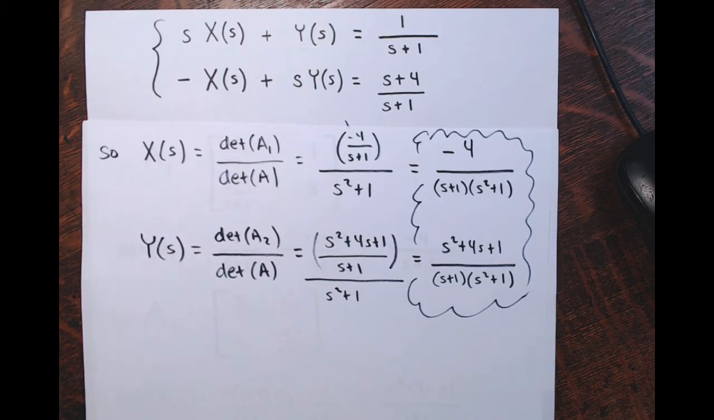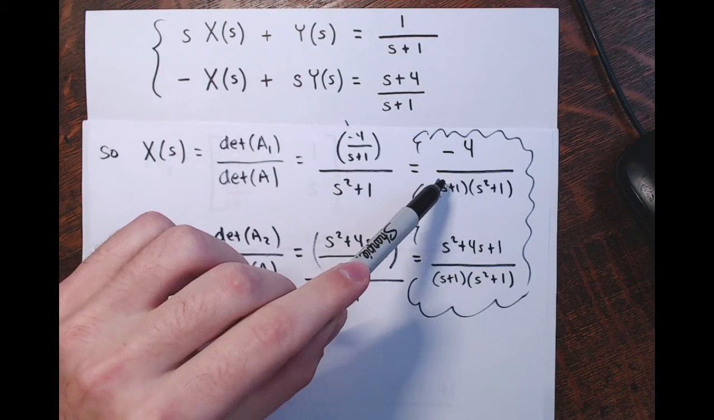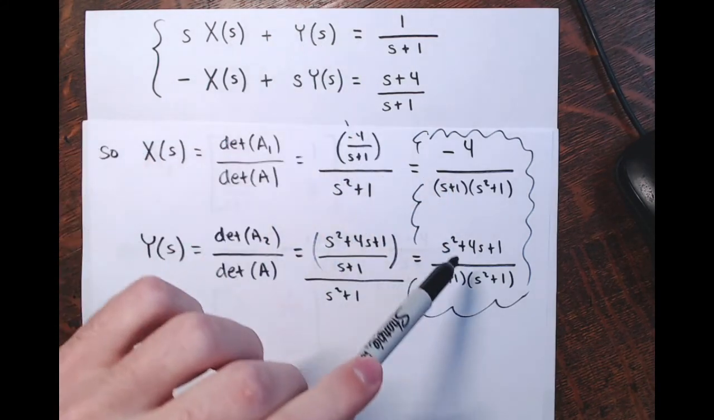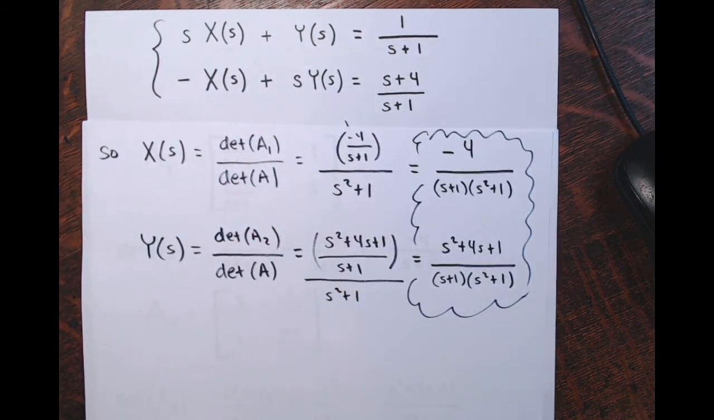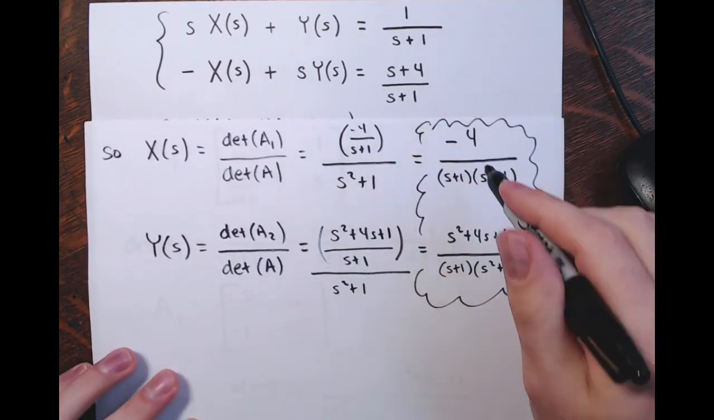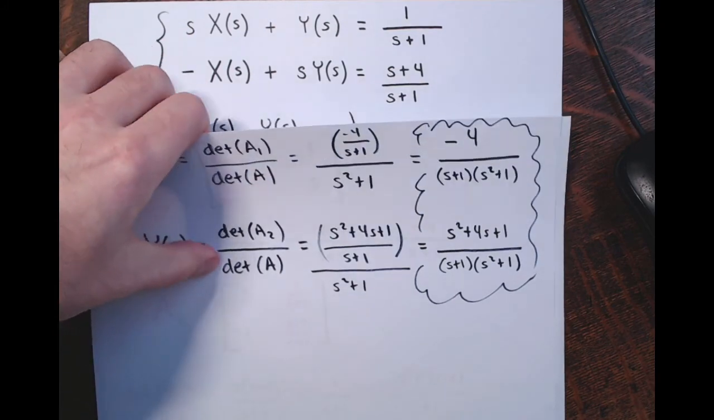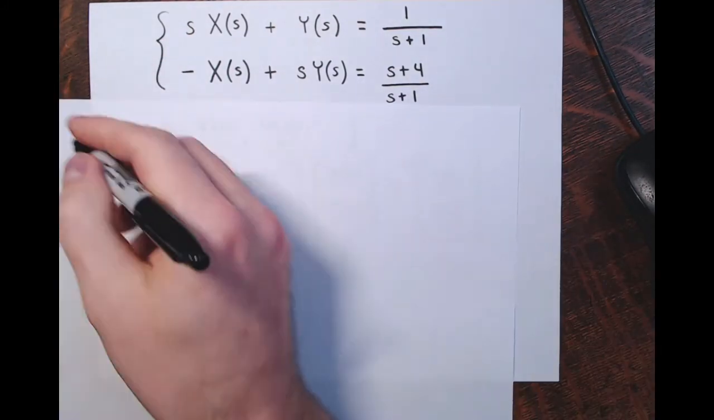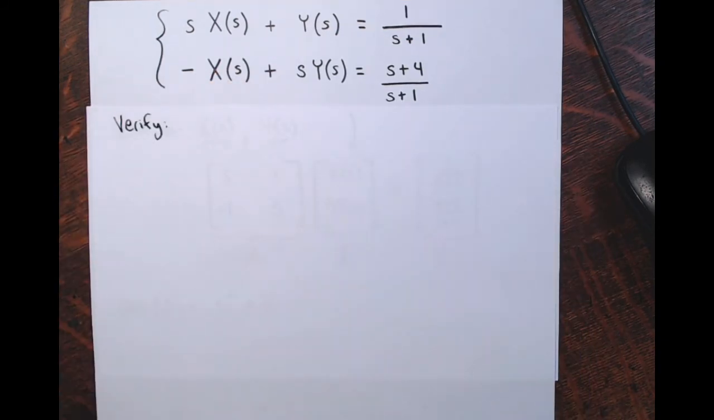So let me check. Let me show you. I'm going to replace x of s with this expression here and y of s with this expression. And we're going to see that indeed both of these equations will be true statements. These are the solutions of this system. So I'm going to keep these off to the side here and we'll do our replacement. So let's verify that this is indeed the solution of the system.